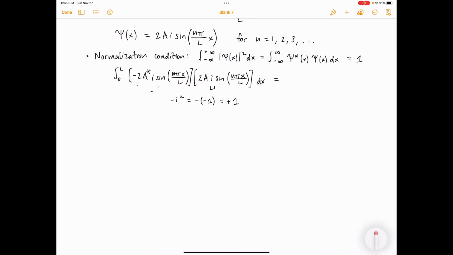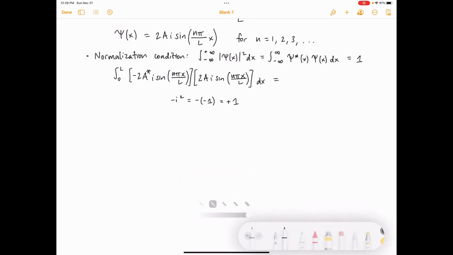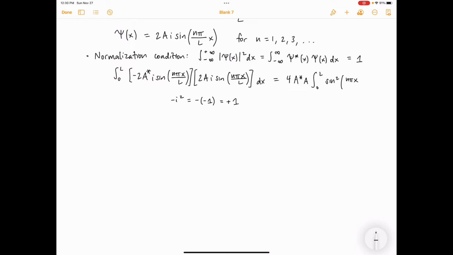So we can get rid of all the I terms and the negative sign all at once, because again, minus I squared is plus 1. Then we also have 2 times 2, which is 4, and that's a constant we can pull out. And then we have A star times A, which is also a constant. What we're left with is the integral from 0 to L of sine squared n pi x over L.